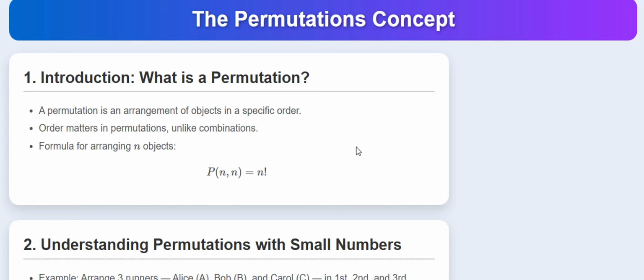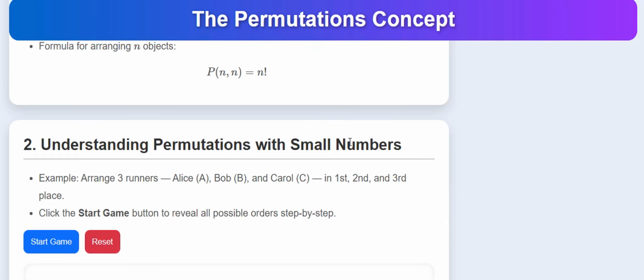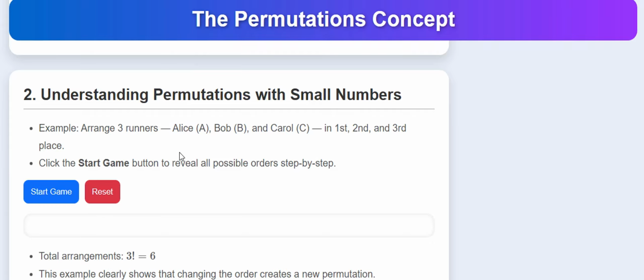Let me show you with a simple example. Let's say I have 3 runners, Alice, Bob, and Carol. I want to arrange these 3 runners in order: first, who of course became the best, then the second best, then the third best. How many ways can I arrange these 3 runners?